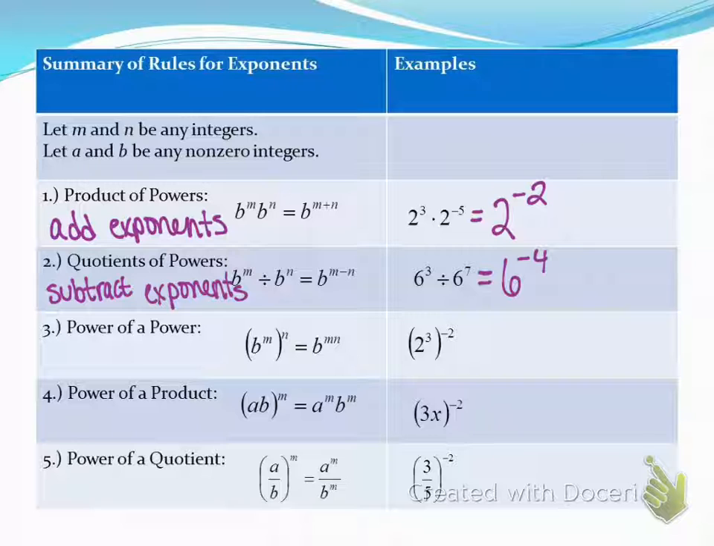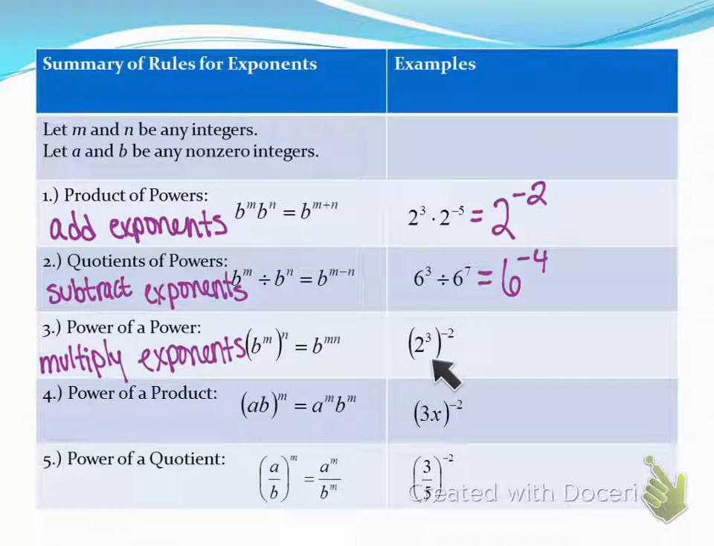Next, we've got power of a power. You're taking a power and raising it to another exponent. What do we do with those exponents? Multiply them, times them. Multiply exponents. You're taking a power to a power, you multiply the exponents. So on their example, 2 is our base. And what would our exponent be? -6, good.